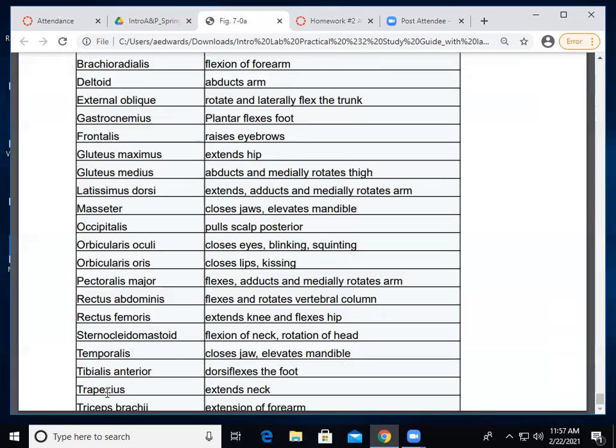All right, trapezius. It's going to extend your neck, right? Because it's in the back of your head. So if it contracts, it pulls your head back up. So it's opposing what other muscle that we just talked about? Sternocleidomastoid, right? Which flexes your neck.